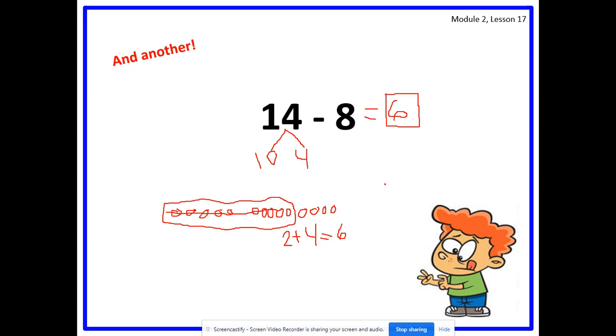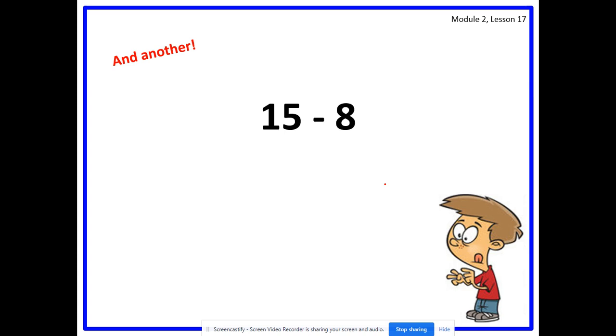If you got it correct, give yourself a kiss on the brain. Even if you just tried your very best, give yourself a kiss on the brain. Awesome job, boys and girls. Let's keep on practicing. Ready? Here's another one. Go ahead and solve 15 minus 8. Press play when you're ready and you're done with the problem so that you can check your work.